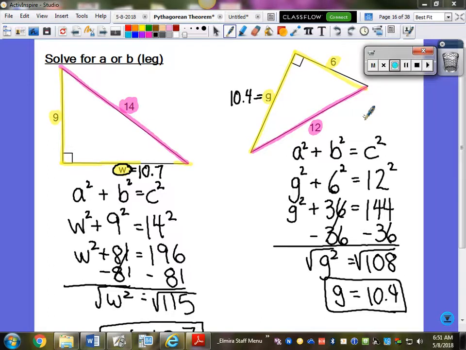So the main thing I want to point out that's different than yesterday is this part right here, where I'm subbing in the numbers in different places. One is a leg, one is the hypotenuse. And therefore, because they are on separate sides of the equal sign, I'm subtracting on both sides. Yesterday, I would have added 81 and 196 because they would have both been legs and both been on the same side of the equal sign. So that's the big difference from yesterday.